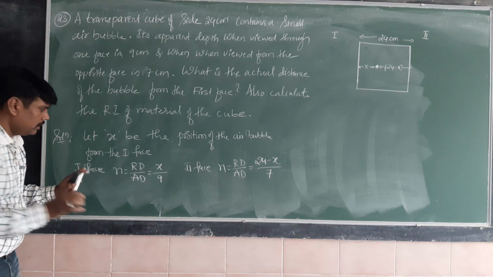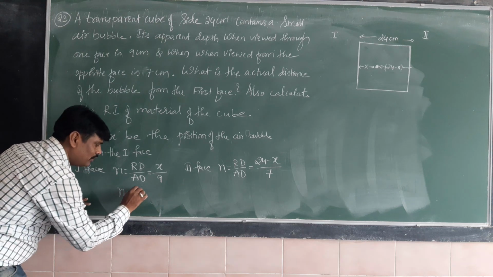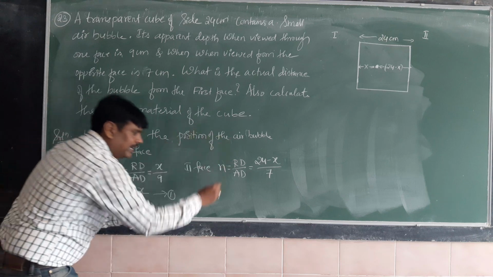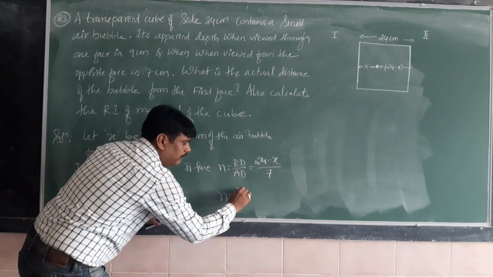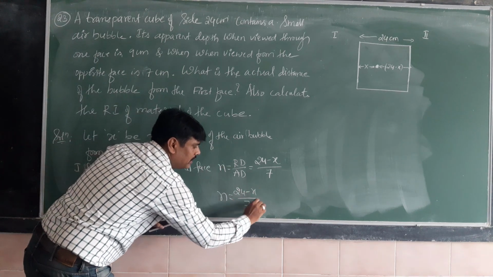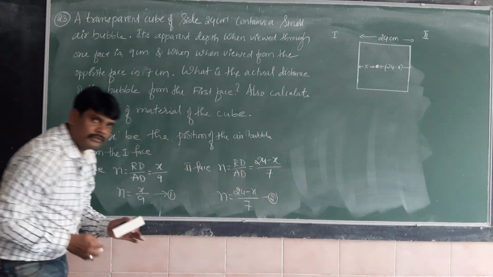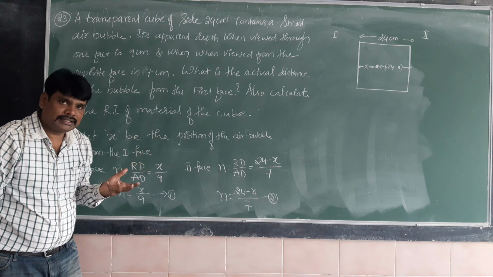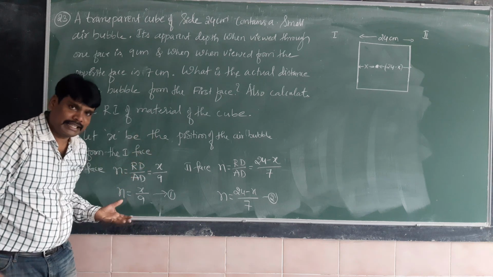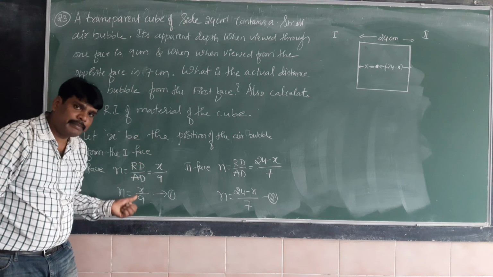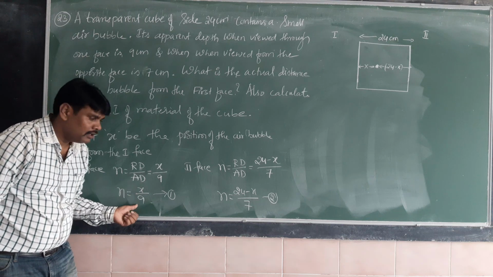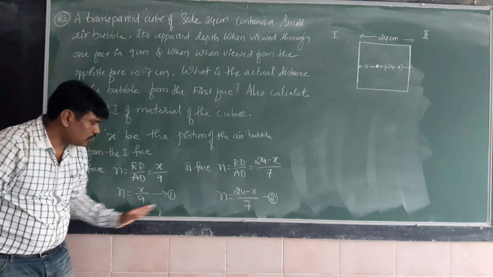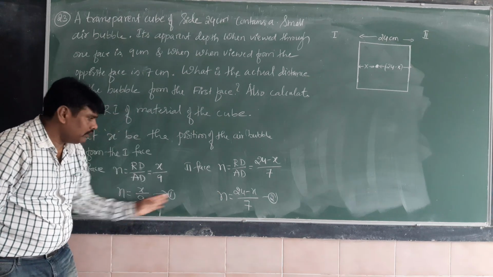Are we clear now? So the first formula: n is equal to x divided by 9. So it is equation 1. From the second phase, n is equal to (24 minus x) divided by 7. So it is equation number 2. See, the refractive index of the glass does not change if you are observing from any side. So from the first side n is equal to x by 9. From the second phase n is equal to (24 minus x) by 7. Just solve equations 1 and 2, then you will get the value of x.